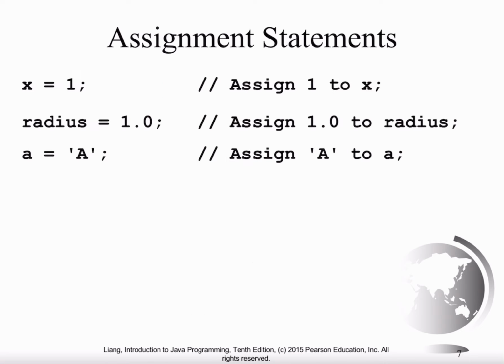Let's talk now about assignments. What is an assignment in Java? Assignment means equality. So instead of saying equal to, you say it's an assignment. An assignment is putting a value in a variable, and it's also called initialization. For example, here we have x is equal to 1, radius is equal to 1, a is equal to the character A. This is an assignment. It's just an equality, saying that the variable is equal to that value.